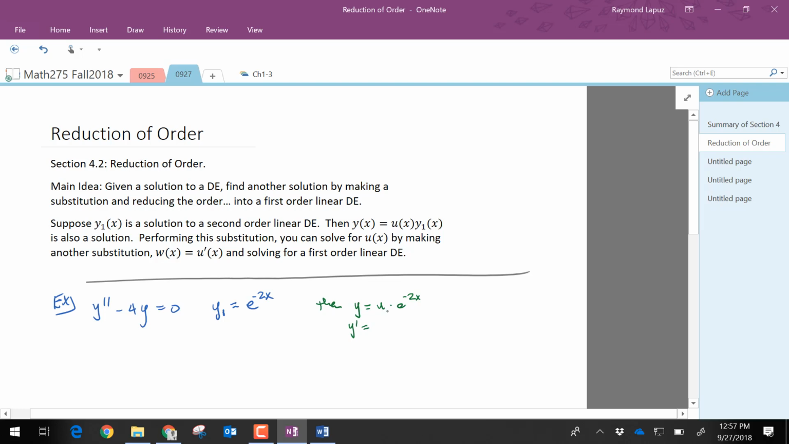U is a function of x, and then we have e to the negative 2x. So we're going to need to use a product rule. Derivative of the first times the second plus the first times the derivative of the second. U is not just a variable, it's a function of x.